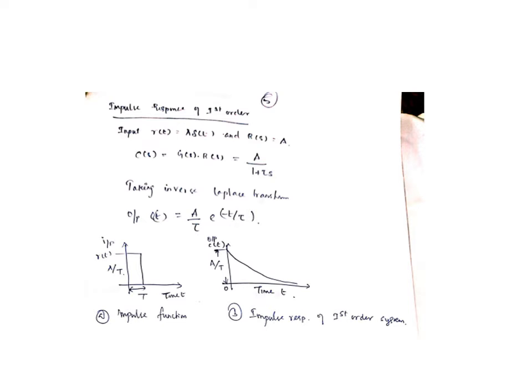This is very simple, so directly we can find the inverse Laplace transform. Therefore, taking the inverse Laplace transform, c of t equals a by tau into e power minus t by tau, and these two diagrams show the impulse function, but this time t is going to be much smaller. Okay, then the impulse response of the first order system is going to be a decaying one.